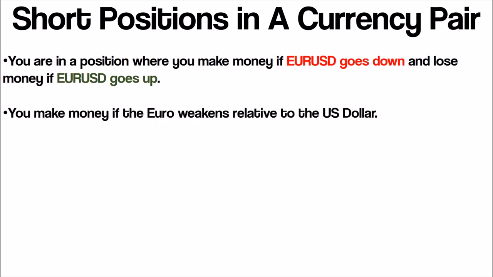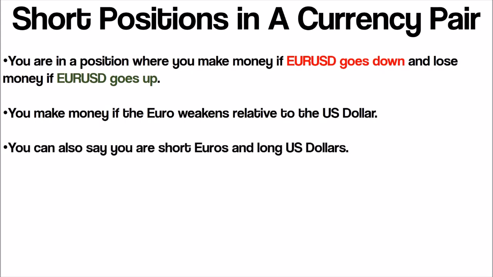So in this situation, we're making money if the euro weakens relative to the US dollar. And we can also say we're short euros and long dollars if we're talking about the individual currencies. And one could say that this is equivalent to being long dollar euro, which doesn't trade, doesn't really exist. But if it did, a short position in euro dollar is equivalent to a long position in dollar euro, and vice versa. A long position in euro dollar is equivalent to a short position in dollar euro.